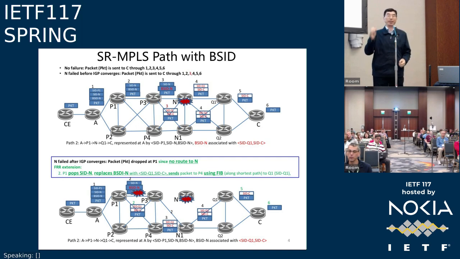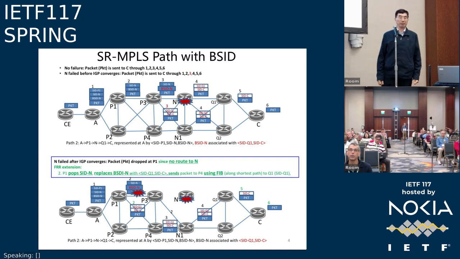Now let's look at the protection extension for case two, which is to provide protection of a path with binding SID. Next page. There it is. The top figure illustrates the protection for the node with binding SID. Here we have a path from node A to P1, and then node N, with a binding SID of node N. This binding SID is associated with a SID list, which is for the path Q1 and C.